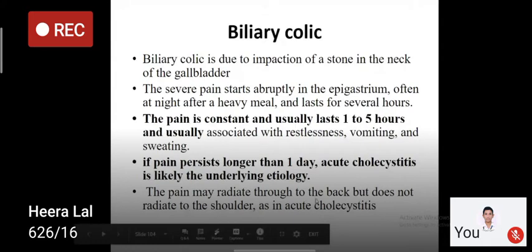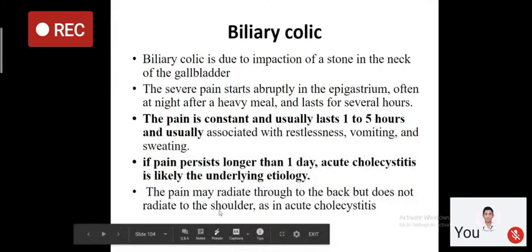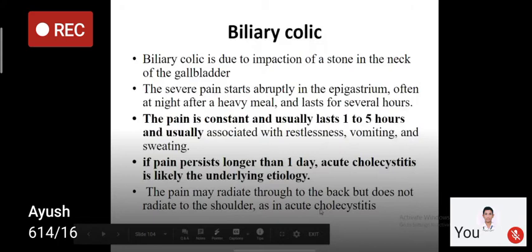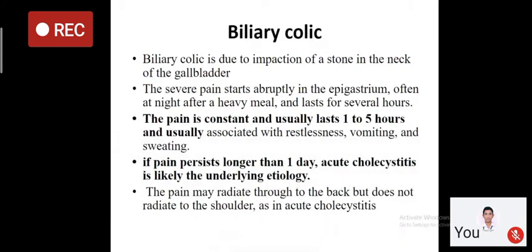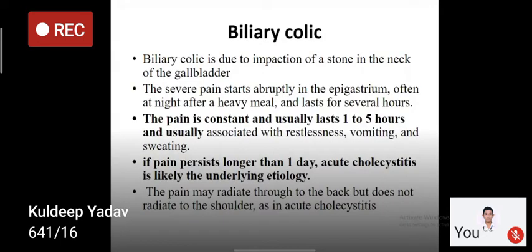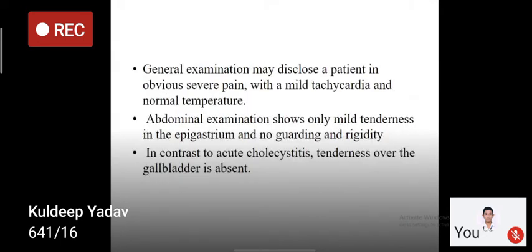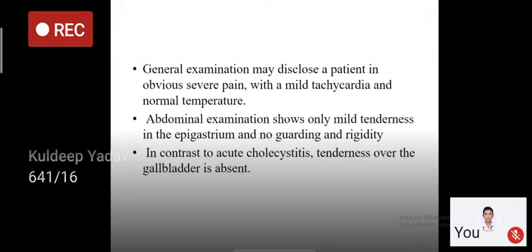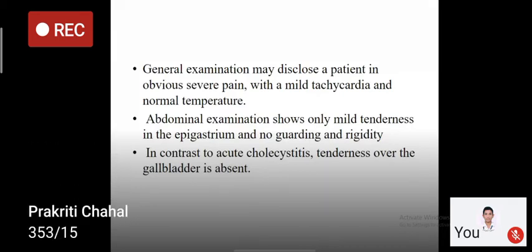The pain may radiate through to the back, but does not radiate to the shoulder, as in acute cholecystitis and chronic cholecystitis. So usually pain may radiate to the back, but does not radiate to the shoulder in biliary colic. If you do general physical examination, a patient in obvious severe pain may have mild tachycardia and normal temperature.